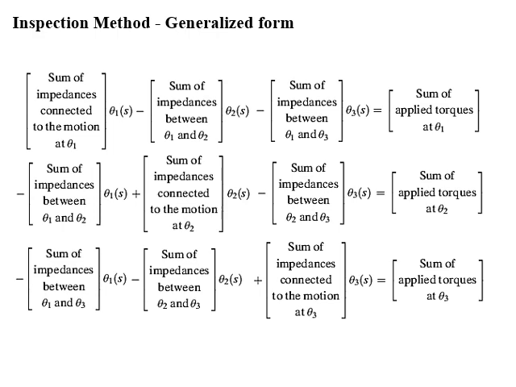Students, now we will study a generalized form for a system having degree of freedom equal to 3. For the first test point, the equation will be the sum of impedances connected to the motion at theta 1 multiplied by theta 1 of s, minus the sum of impedances between theta 1 and theta 2 multiplied by the motion of the second test point, which is theta 2 of s, subtracting the sum of impedances common between theta 1 and theta 3 multiplied by the motion of the third test point, which is theta 3 of s, and this will be equal to the sum of applied torque at theta 1.